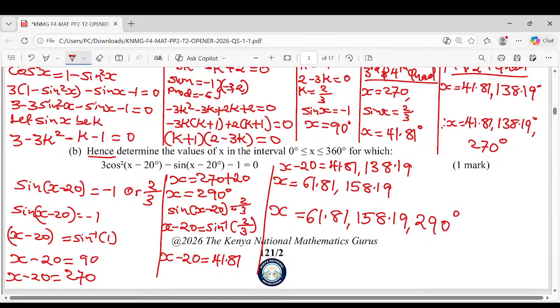They are all within the range. I love how this question paper is structured.